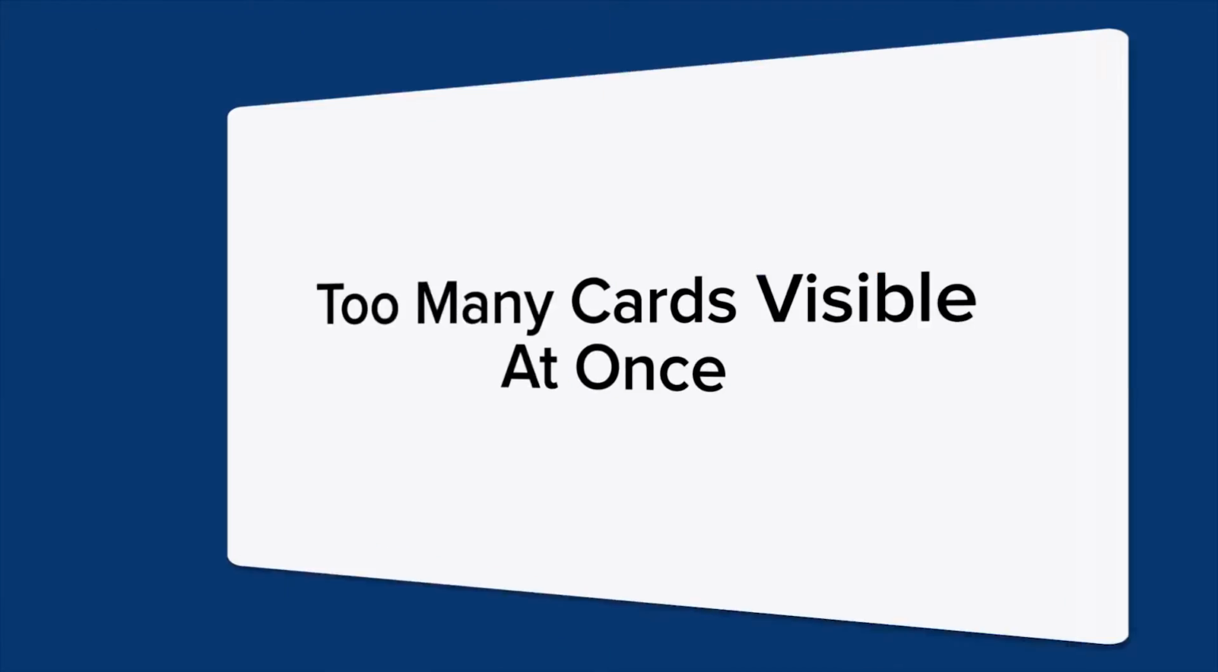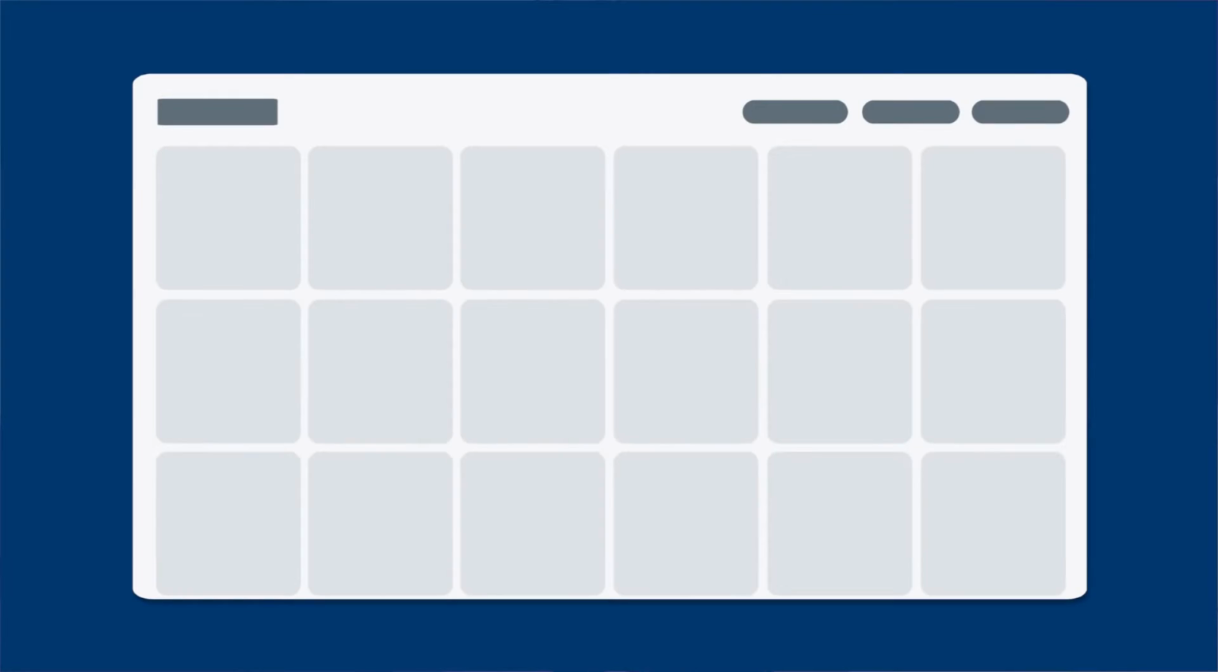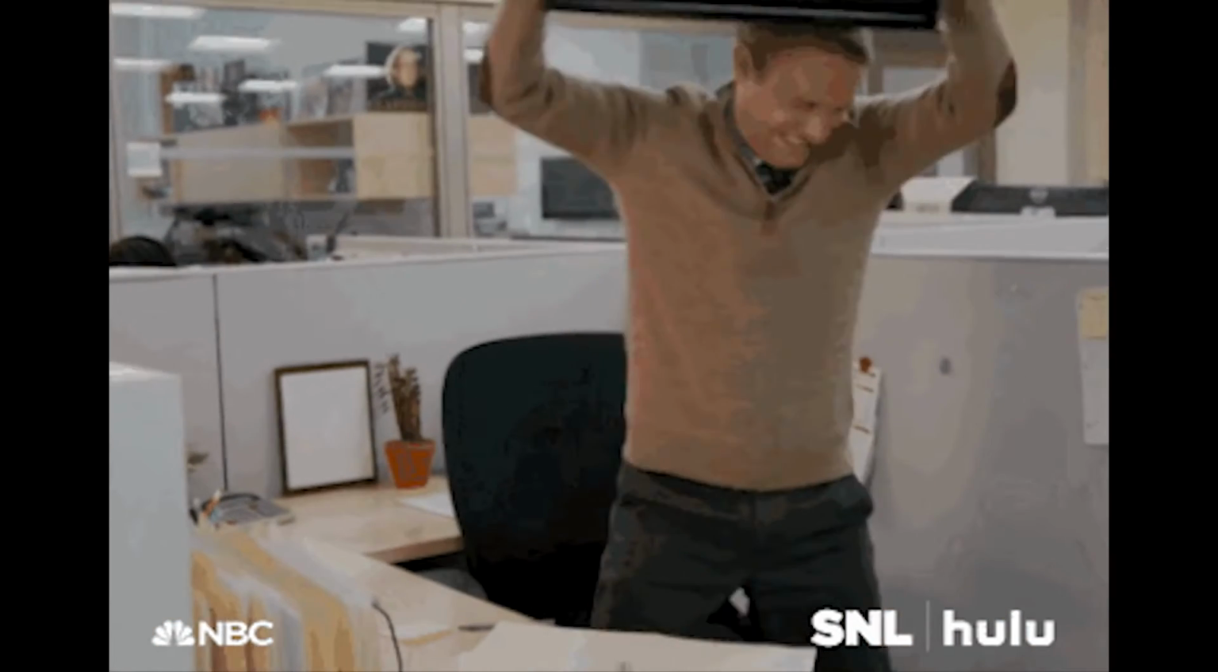Number 2, too many cards visible at once. I know it can be super tempting to use the entire space of your screen, especially when you're building a dashboard or an application where users love to see everything at once. In most cases though, too many cards can be overwhelming to your users and can cause them to strain while looking at your page. Just like text line length, we want to find out how much content a user can reasonably take in at any given time without losing their place.